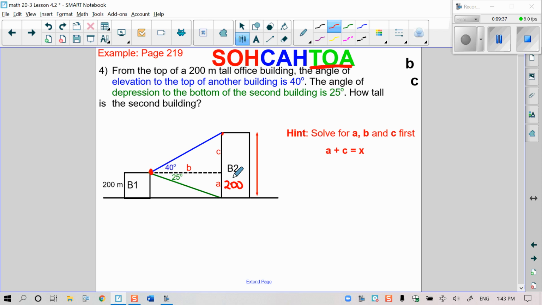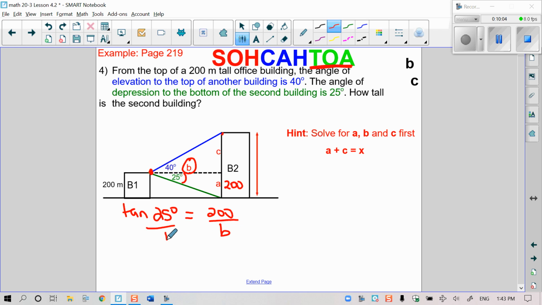So I've already figured out what A is, so I'm halfway there to the height. I need to solve for B first here. Looking at this triangle, the bottom triangle, I have an angle, I have a side that is opposite, and I have a side that is adjacent, which is tangent. So tangent of 25 degrees is opposite 200 over adjacent, which is b.